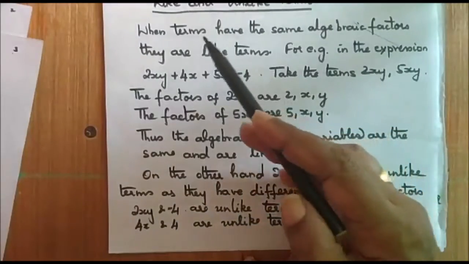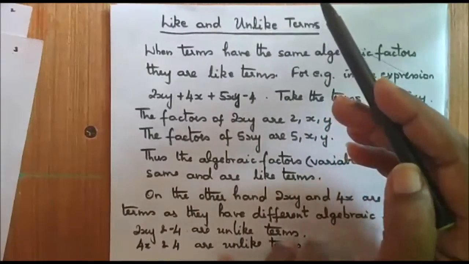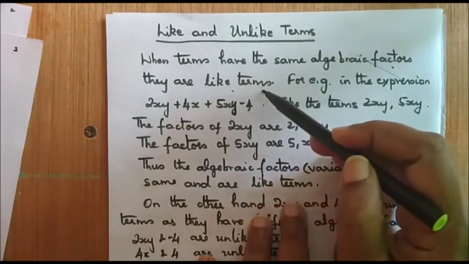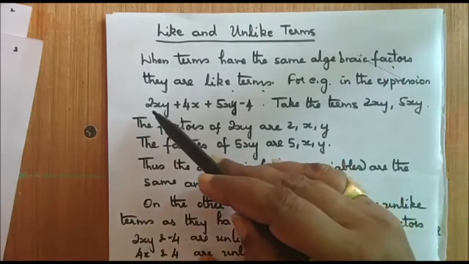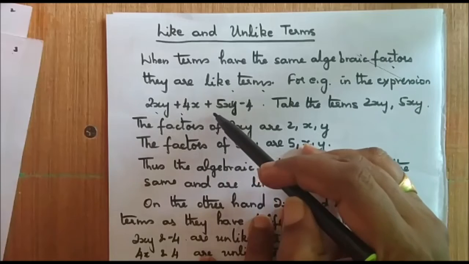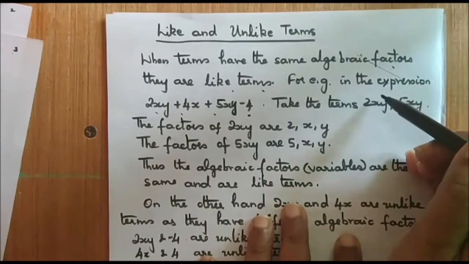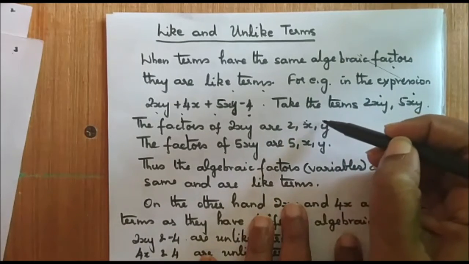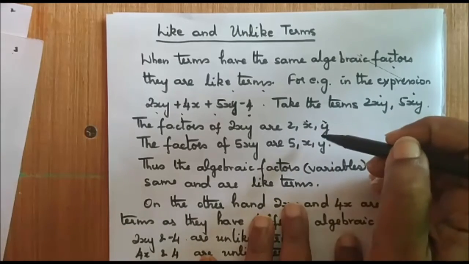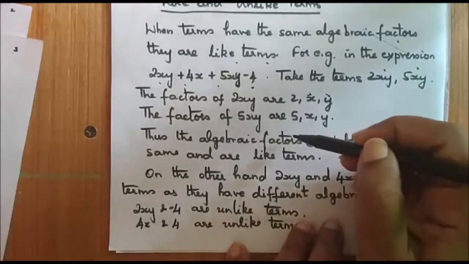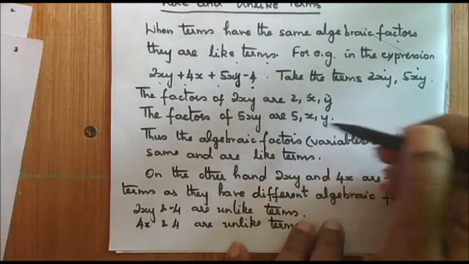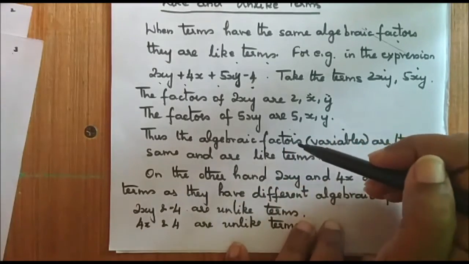It is a constant. Now, what do you mean by like and unlike terms? When terms have the same algebraic factors, they are like terms. For example, in the expression 2xy plus 4x plus 5xy minus 4, the terms 2xy and 5xy have the same factors. That is, xy is the same factor. Hence, they are called like terms. Thus, the algebraic factors, that is the variables. What are the variables? X and y here.